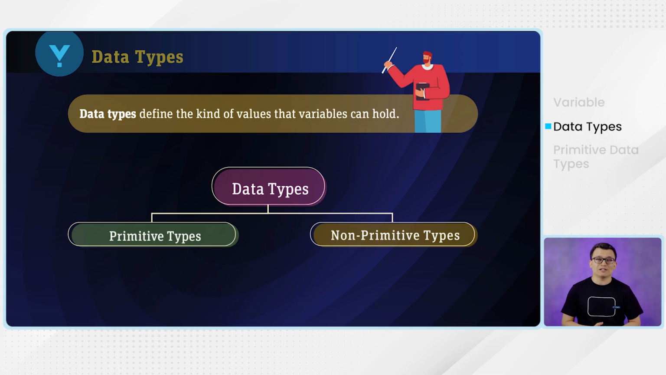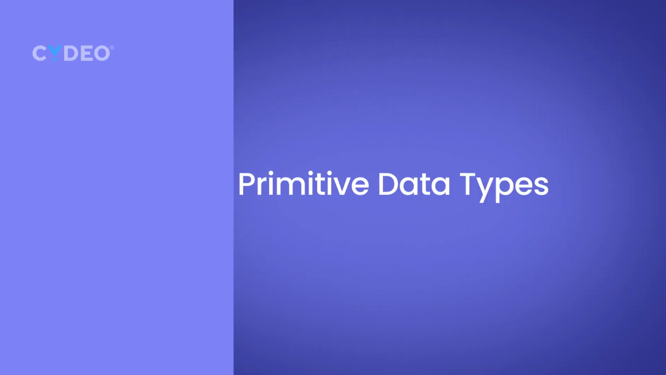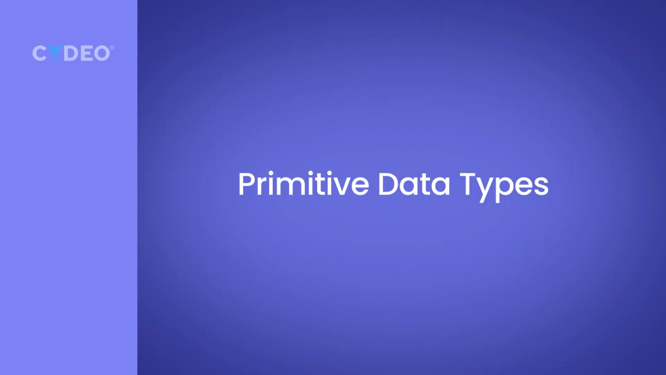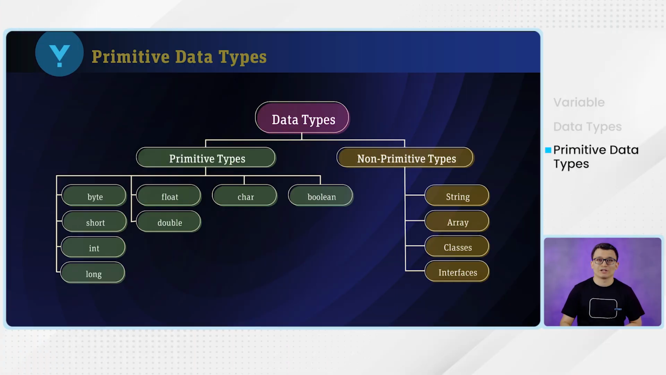And in Java, data types are divided into two main categories. One is the primitive data types, and the other is the non-primitive data types. In this module, we will be mainly focusing on the primitive data types. There are 8 primitive data types in Java. We have byte, short, int, long, float, double, char, and boolean. Those are the 8 primitive data types.